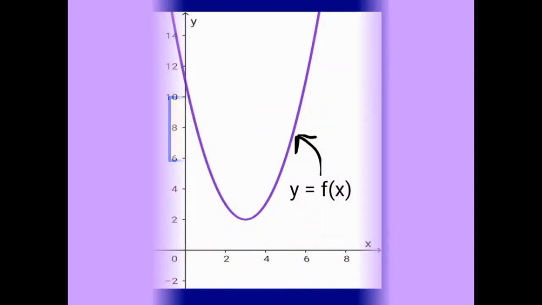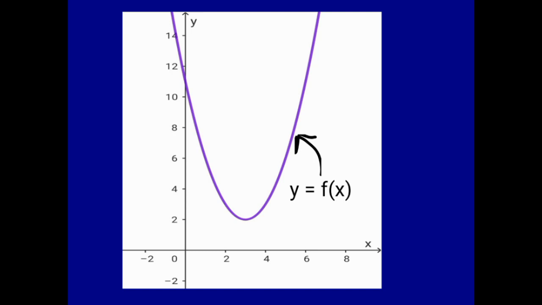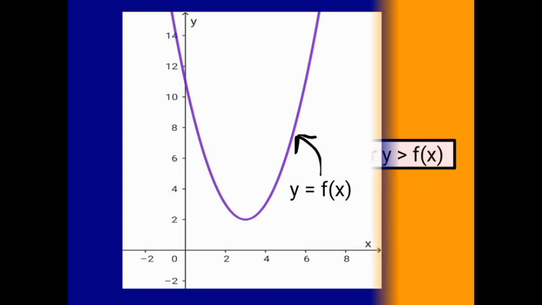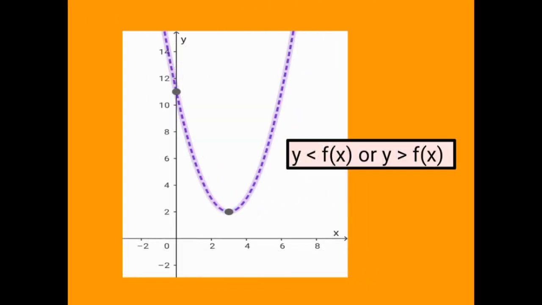Regions. You can use shading on graphs to identify regions that satisfy linear and quadratic inequalities. The graph shown here is a sketch of the graph y = f(x). If y is greater than f(x) or y is less than f(x), then the curve y = f(x) is not included in the region and is represented by a dotted line.